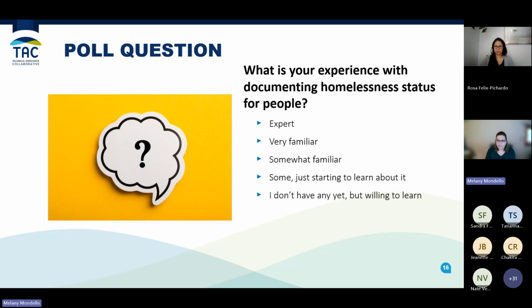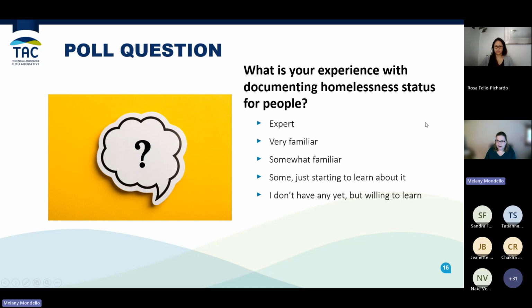Okay. So if folks could, I know we have a mixed group today from all different agencies and different project types. So just to help me know how in depth to go, I would love to know if people could share in the chat: what is your experience with documenting homelessness for people coming into projects? Whether that's as an outreach worker, whether it's within your housing program, if you could just pop in the chat real quick what your experience is, so I know kind of who's with me today, and then we can go from there. We'll give that maybe 30 seconds for people to pop that in.